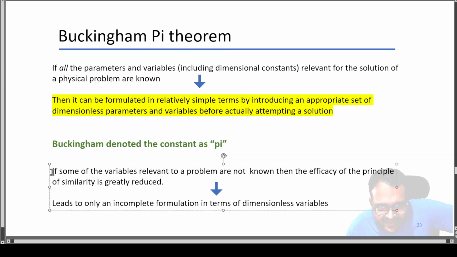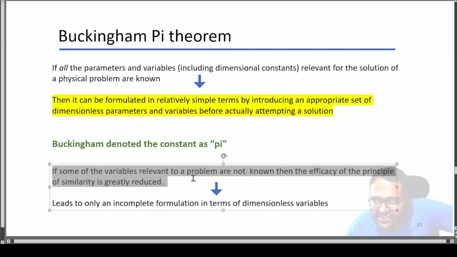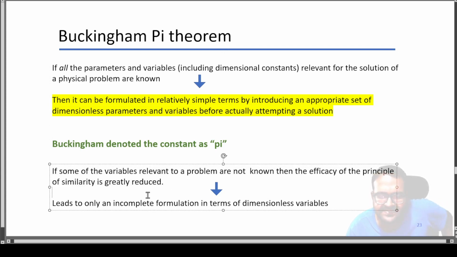If some of the variables relevant to a problem are not known, then the efficiency of the principle of similarity is greatly reduced. That's okay. If I don't know something, if I miss a variable, that's okay, I assume that this depends on this and this. If I miss something, of course, the efficiency of dimensional analysis will reduce. And that will lead to an incomplete formulation in terms of dimensionless variables. Surely, it will do that.